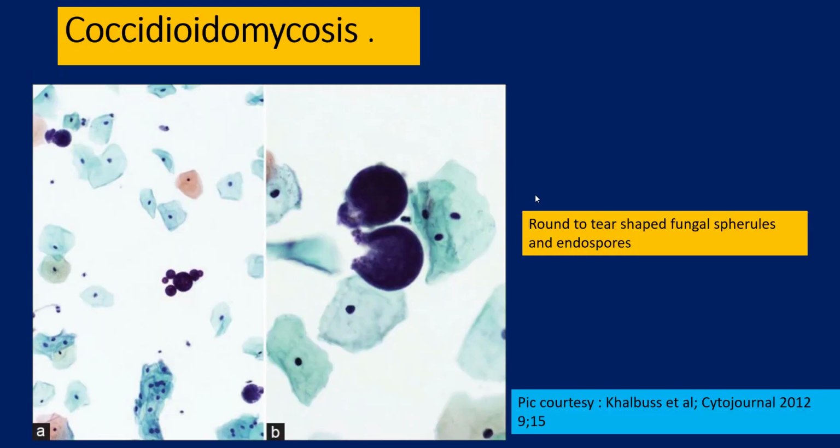This is another picture from the article published by Kalbus et al. This is coccidioidomycosis showing round to tear-shaped fungal spherules and endospores. All these are pretty distinctive. So once you see them, you might wonder what these are. So these are very rare, but if you know how to identify them, it is pretty easy to pick them up.